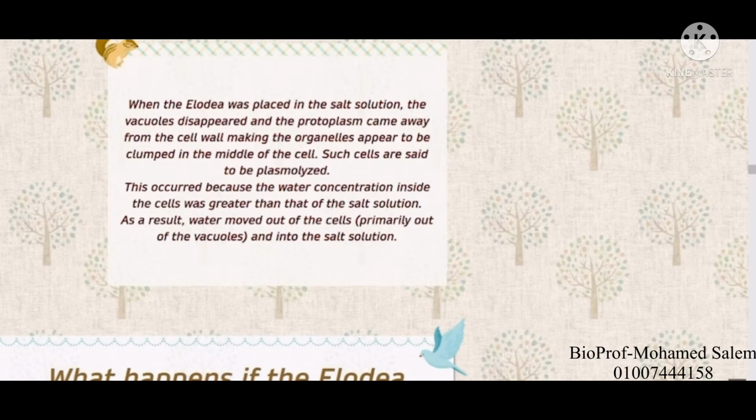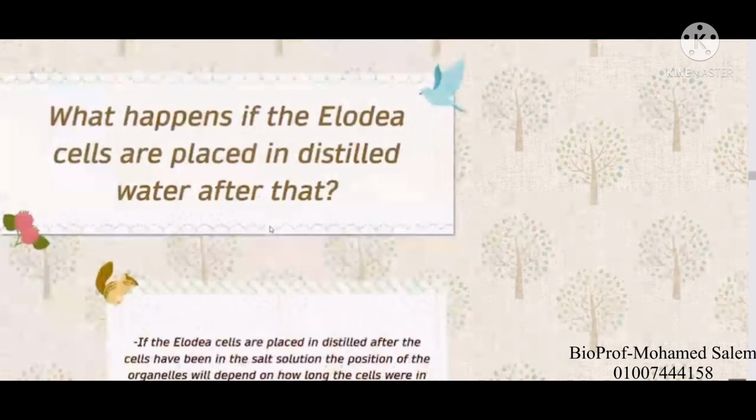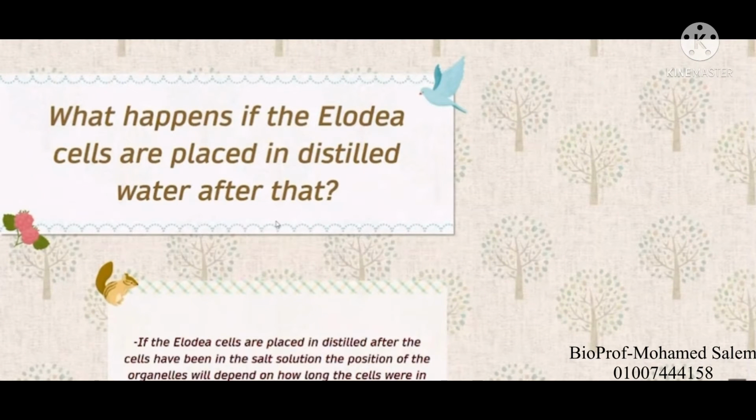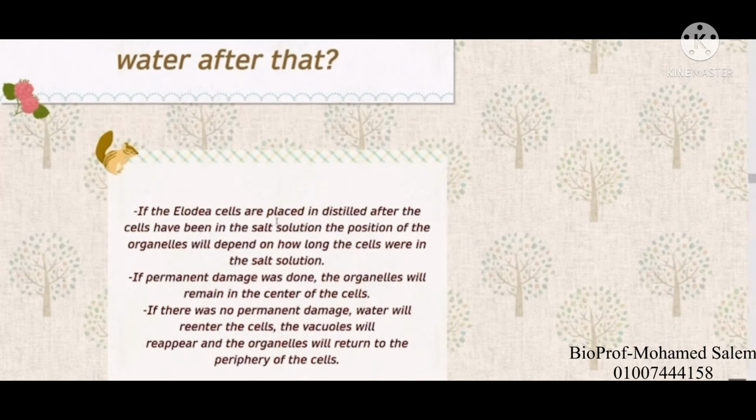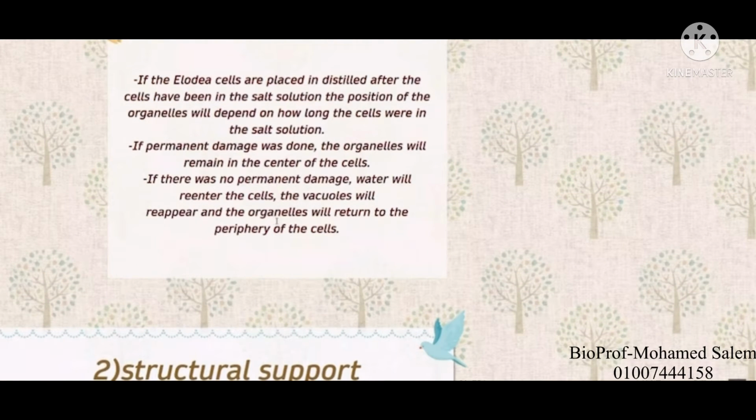This occurred because the water concentration inside the cells was greater than that of the salt solution, so the water moved out by osmosis. The opposite: what happens if the Elodea cells are placed in distilled water after that? If the Elodea cells are placed in distilled water after being in salt solution, the outcome will depend on how long the cells were in the salt solution.